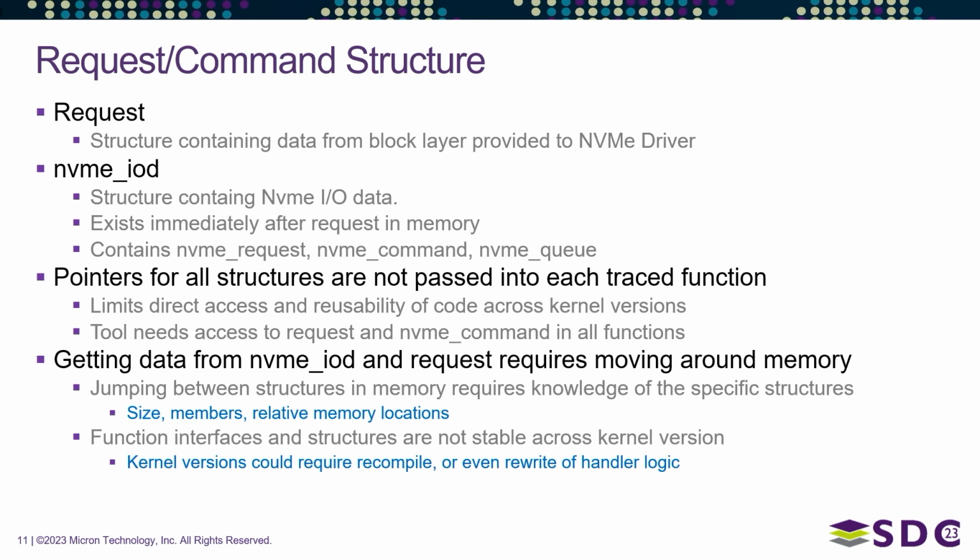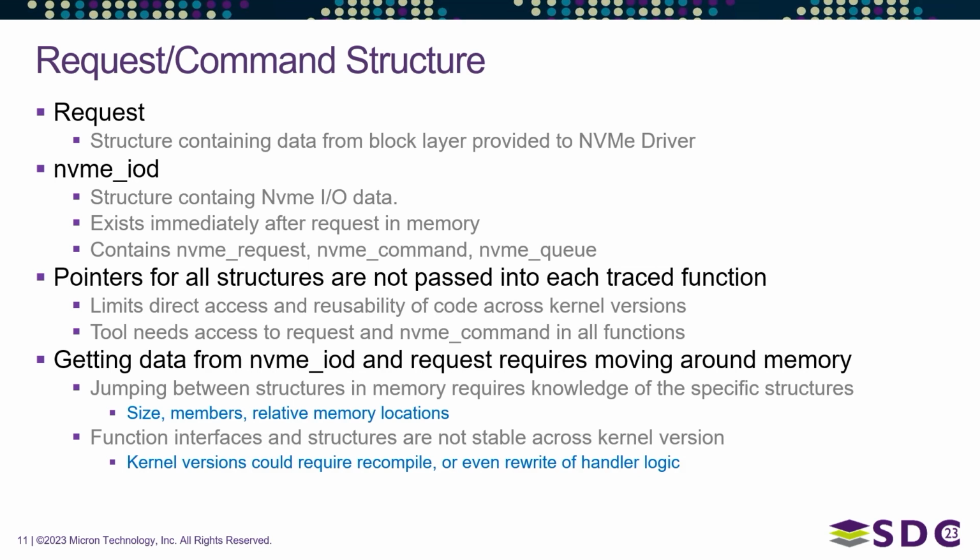Because every kernel function does not have every structure passed into it, a lot of times you pass one structure and then you'll jump around in memory to get to the other structures. The tool needs to access these, so it limits direct access and readability of code in different kernel versions because these functions do change to some degree.